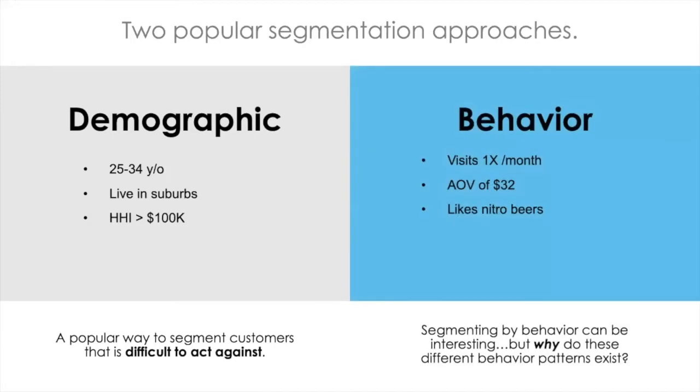Now, the second popular way companies segment customers is via behavior. This is due to the fact that this type of data is so prevalent. You can readily find web behavior data on Google Analytics or purchase data using your point of sale system. An example of behavioral segmentation is shown here. So people who visit the website once a month have an average order value of $32 and purchase nitro beers, which, just like April's bubbly, is pretty tasty. This form of segmentation is more helpful than demographic segmentation because at least you understand what your customers are doing. But the problem is you don't understand why. So creating new messages or products and services based solely on behavior is pretty tough.